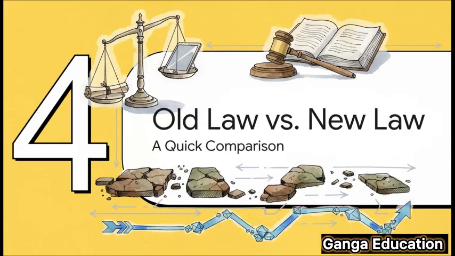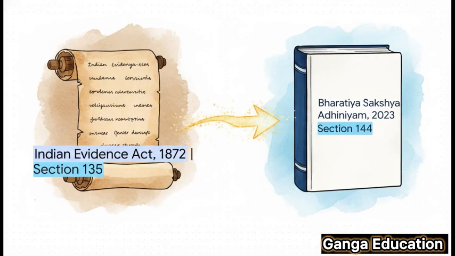Now, for all of you who have studied the old laws, let's quickly see how this new provision stacks up against the old one. This is a really straightforward change. The same rule used to be Section 135 of the Indian Evidence Act of 1872. Now, under the BSA 2023, it's just been renumbered to Section 144. The substance, the core principle, is exactly the same. Only the section number has changed.